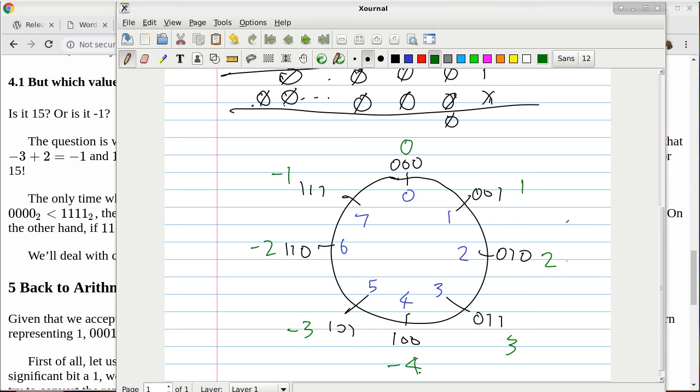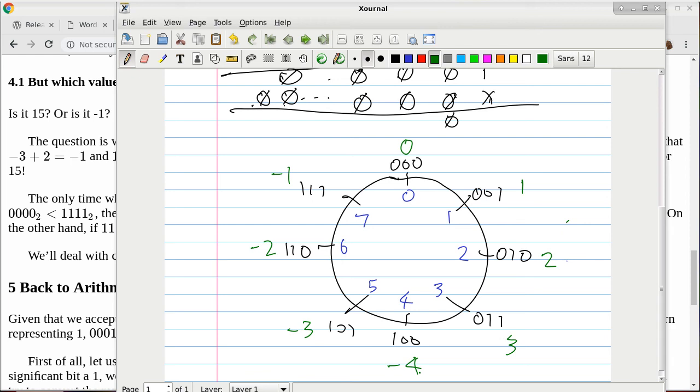Because 7 minus negative 1 is 8. 6 minus negative 2 is 8. 5 minus negative 3 is 8. 4 minus negative 4 is also 8. Is that okay? So that means if I want to do arithmetic negation, I actually have a pretty quick way to do it.